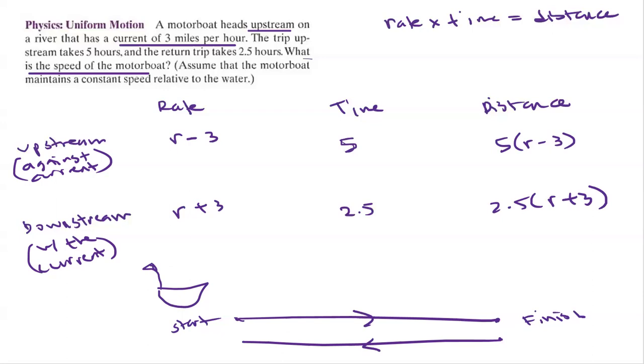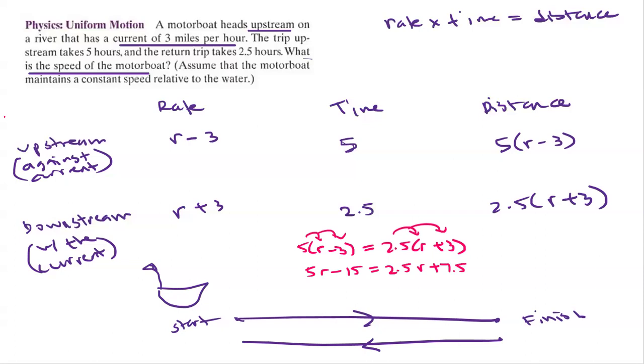So this is going to be 5 times r minus 3 equals 2.5 times r plus 3. Okay? And then we just solve. So we're going to distribute here. So we're going to get 5r minus 15 and 2.5r plus 7.5. Okay? Then we're going to combine like terms.